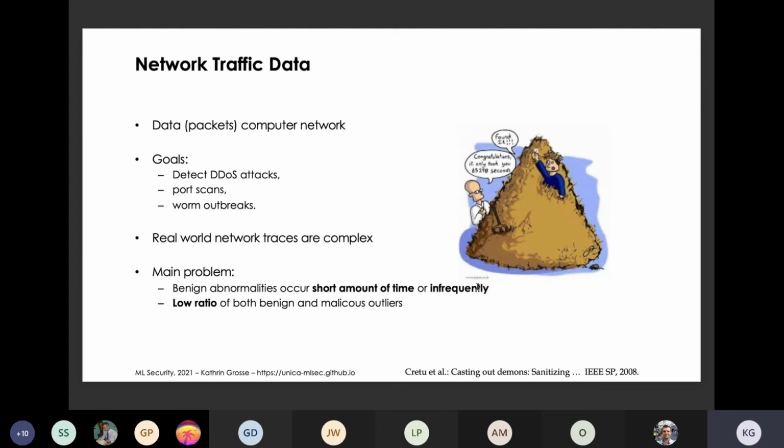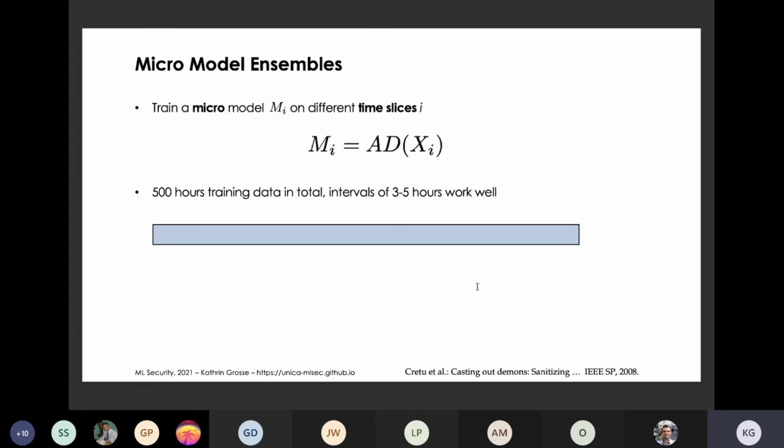It's like the needle in the haystack, where you have these very low-frequent events. And the solution that the authors propose is to train micromodels. So what you do is you take the training data, which is illustrated here with this blue bar, and they have in total 500 hours of training data. And they test it, and they say that intervals of 3 to 5 hours work well.